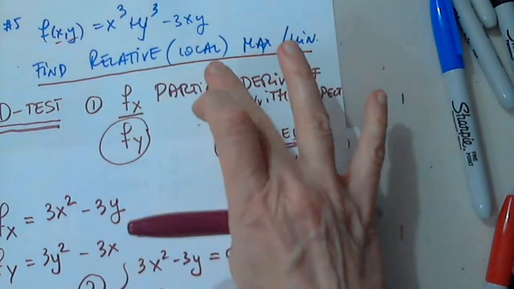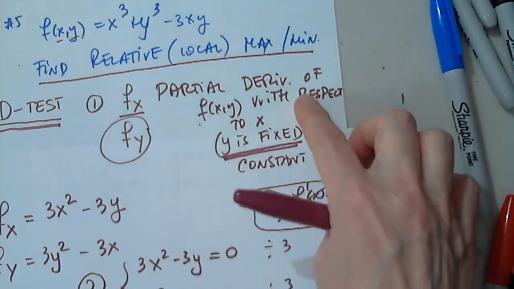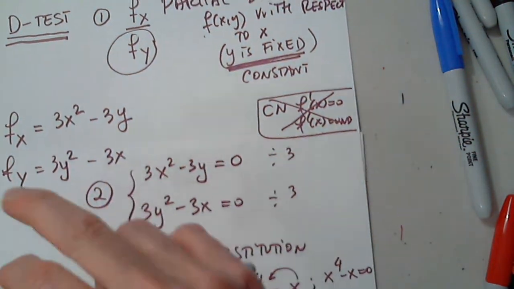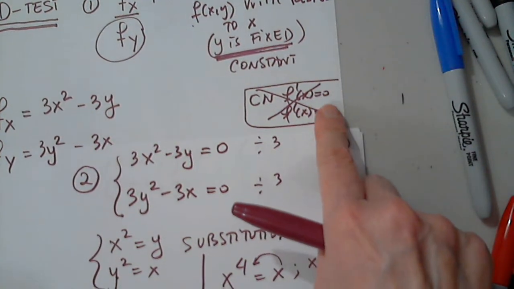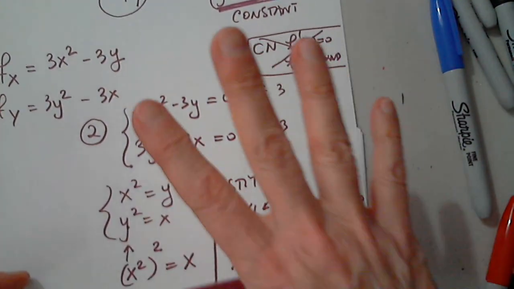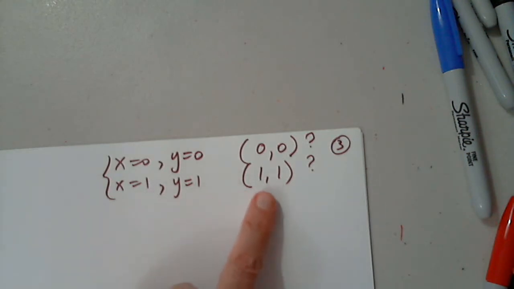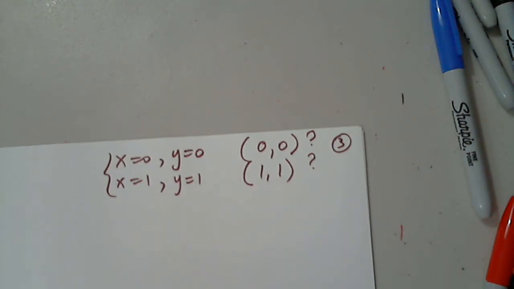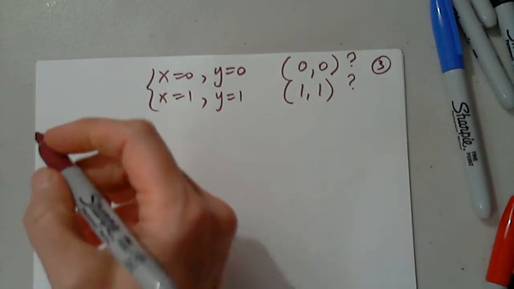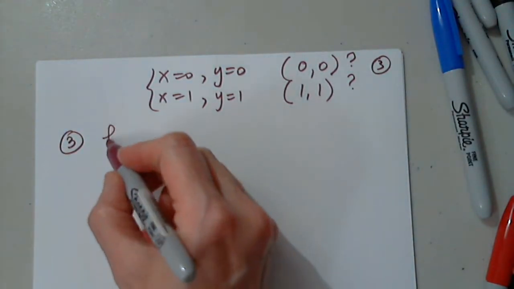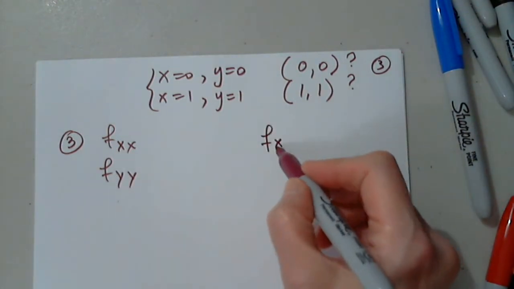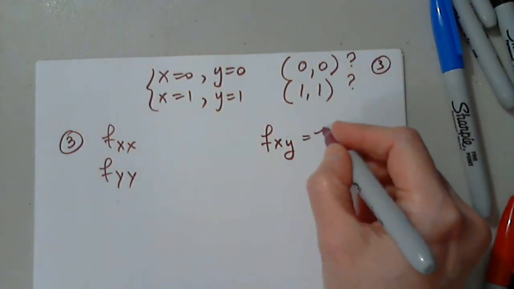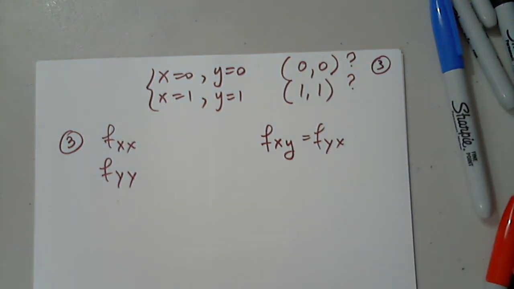So let's refresh, go back. Number 1, we determined the 2 partial derivatives. Number 2, we set them equal to 0 as we did in the past with a function of 1 variable. We solved the system. We got 2 ordered pairs. Now in step 3, I have to find fxx, fyy, and I have to find fxy. I don't have to find fyx because I know they will be the same.